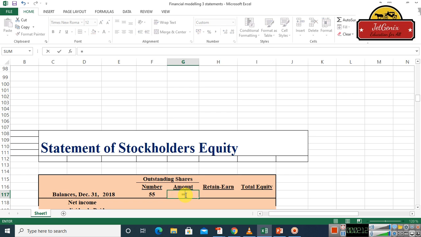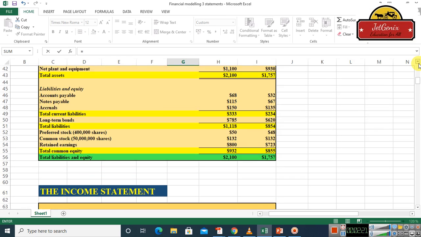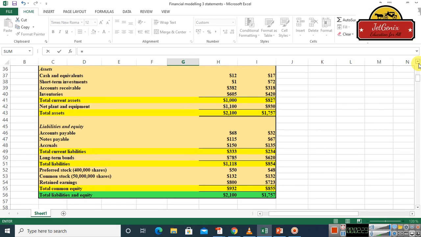We can find this data in the balance sheet for 2018. So go to the balance sheet and here you see the common stock, 55 million shares. Sorry guys, by mistake I have written here 50 million. Of course it is wrong and I'm going to correct it. So to avoid confusion, this is not 50 but 55 million.